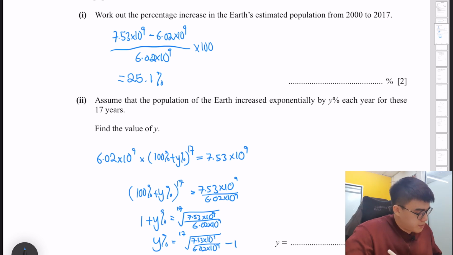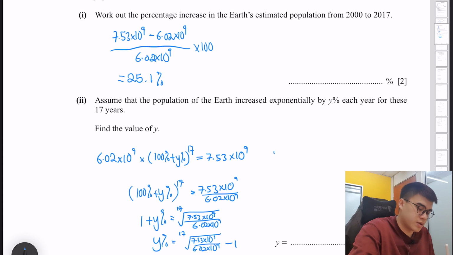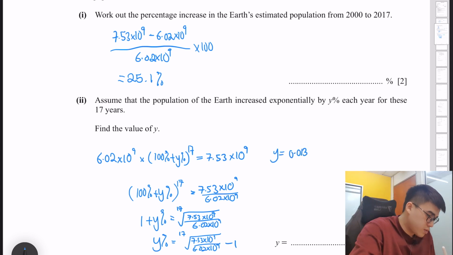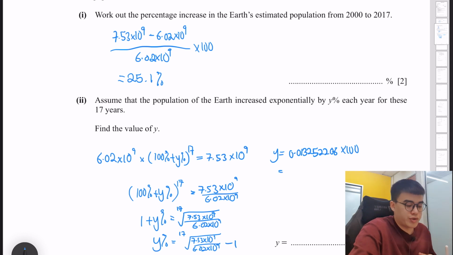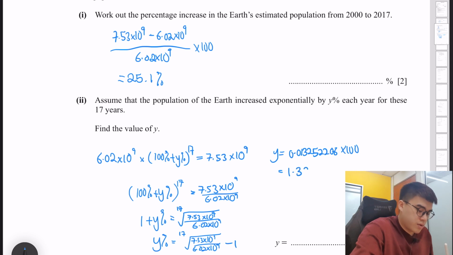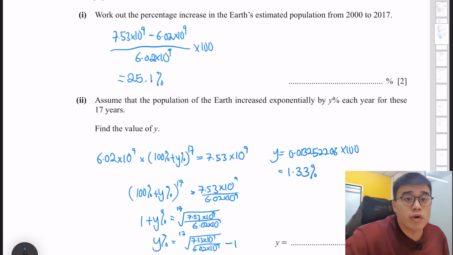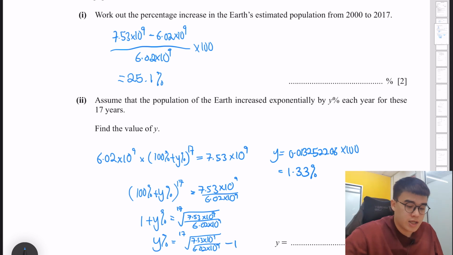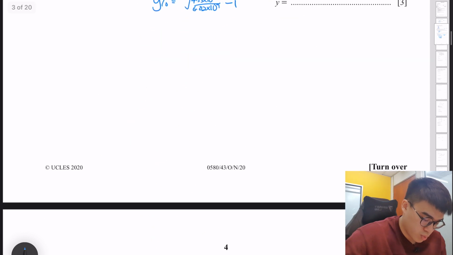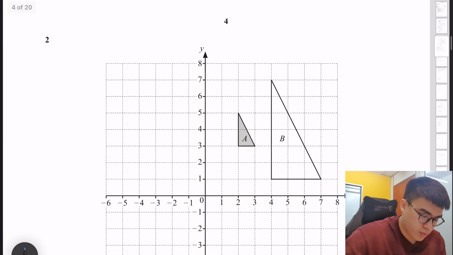So with all this being done, you will get your final results as times 100. To make it into 3 significant figures, you will get your rate as 1.33%. So that's pretty much it for question 1C part 2. Okay, moving on to question 2.